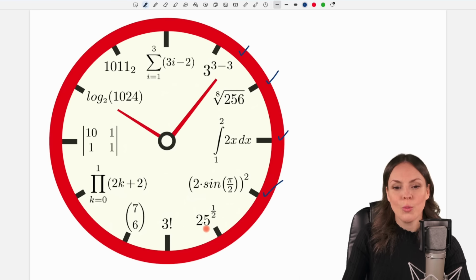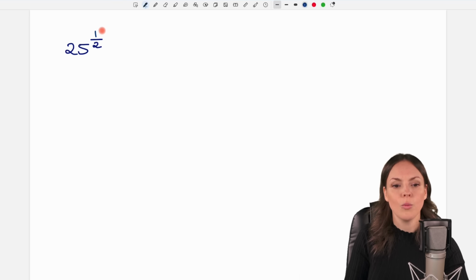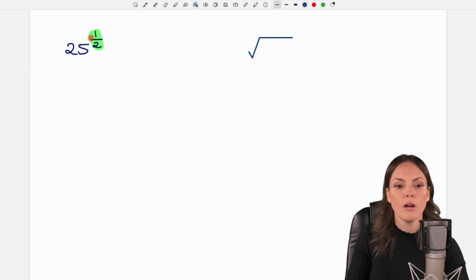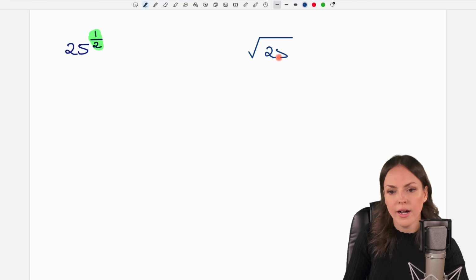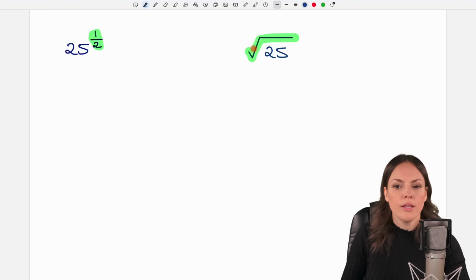5 o'clock. 25 raised to the power of 1 over 2. There are 2 ways now to solve this. The first way is, maybe you know that instead of raised to the power of 1 over 2, you can always write this as the square root of 25. So instead of raising something to the power of 1 over 2, it's the same to take the square root. And the square root of 25 is just equal to 5. So this would be one way to solve this.